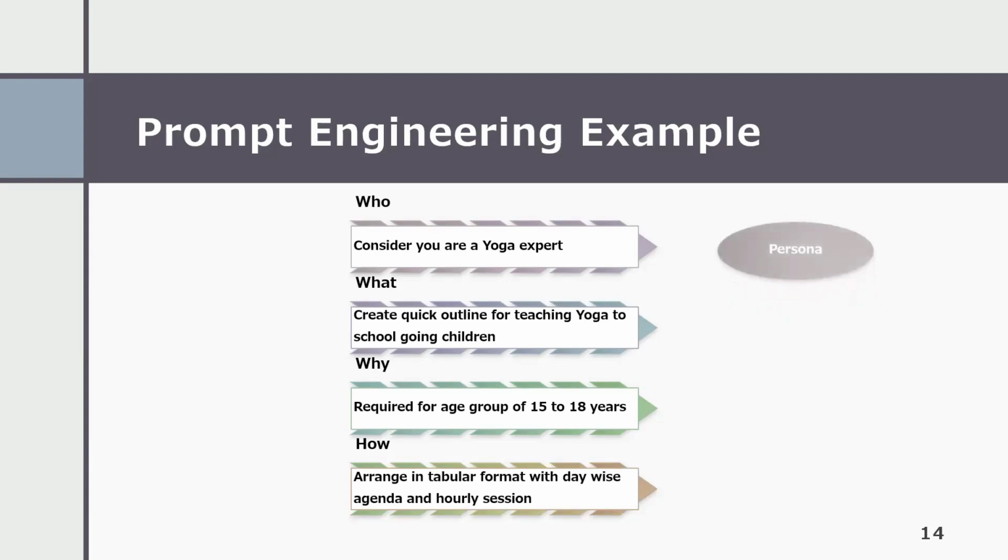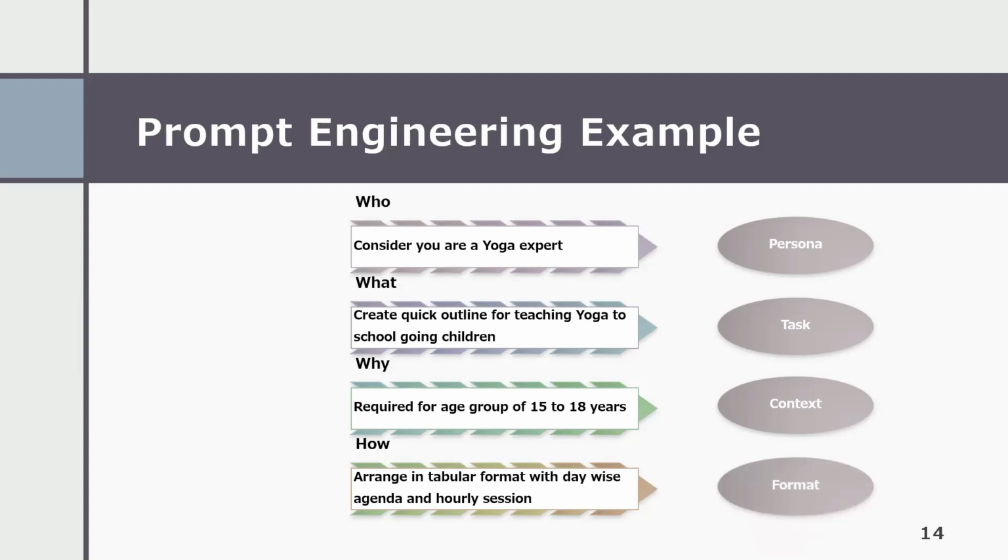So here, who is the persona? Basically yoga expert. And then you are giving a task, what is to be done, like you want an outline for teaching yoga to school going children. And the context is that there is an age group of 15 to 18 years. You can provide more information. I'm giving just a simple example here. And then the format, whichever you are looking for, whether you want bullet points or you want a tabular format, you can provide that.